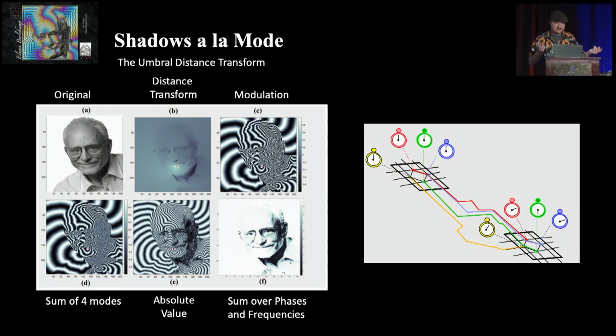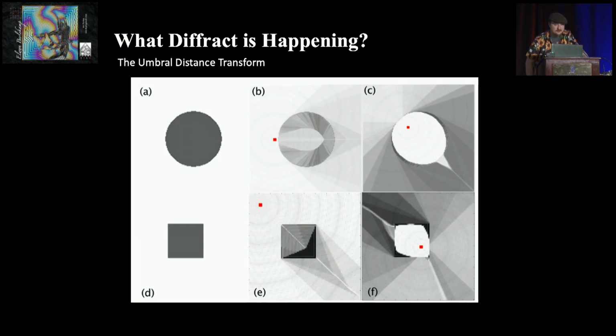And so when you take the absolute value of these things, you end up with something that kind of looks like the original image. Run it through all the phases, and you get something that looks remarkably like it. And you say, well, did it just reconstruct the image? No, actually, it created a shadow kind of version. So I call this the Umbral Distance Transform. Totally made it up. There are other umbral transforms that exist in the literature, but not like this.